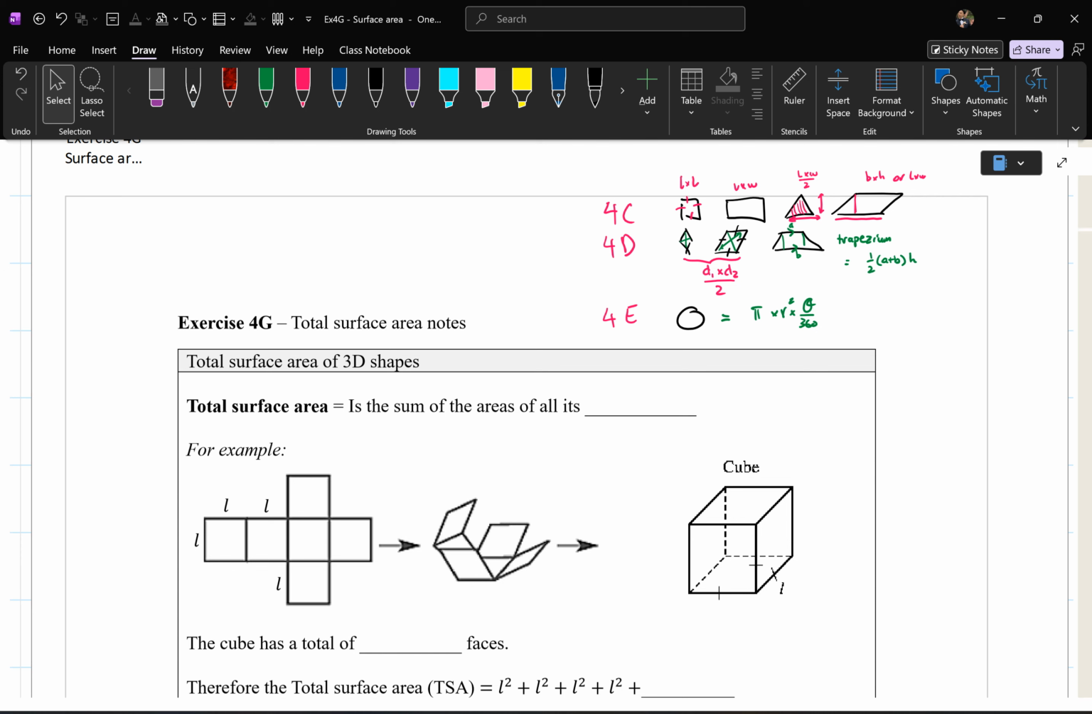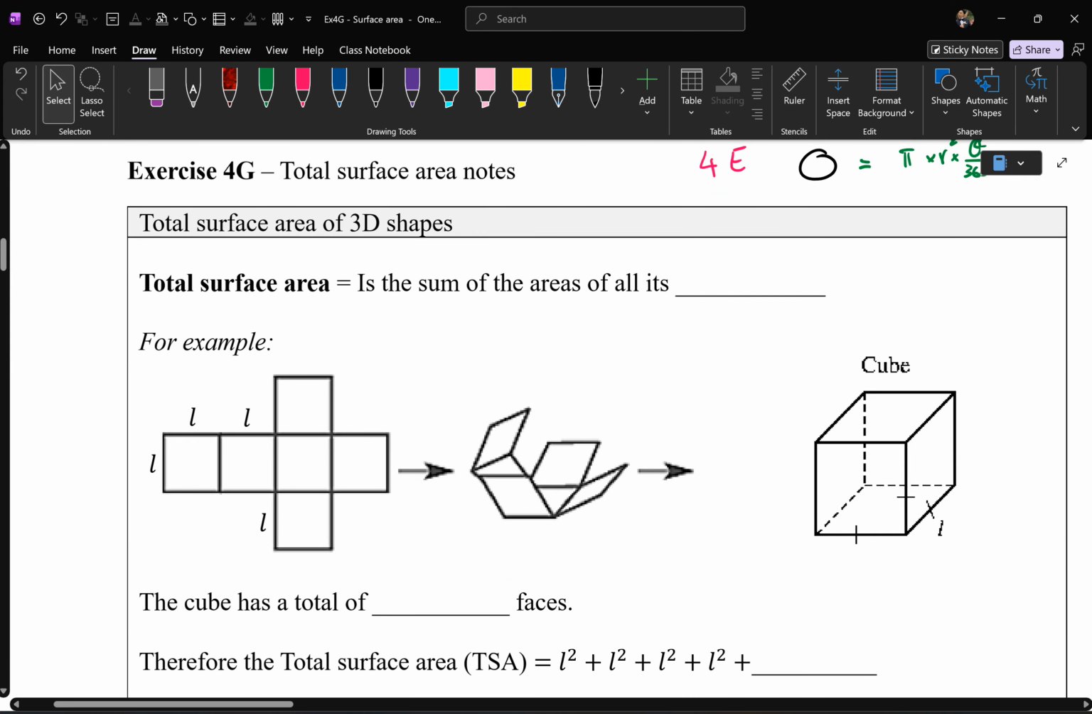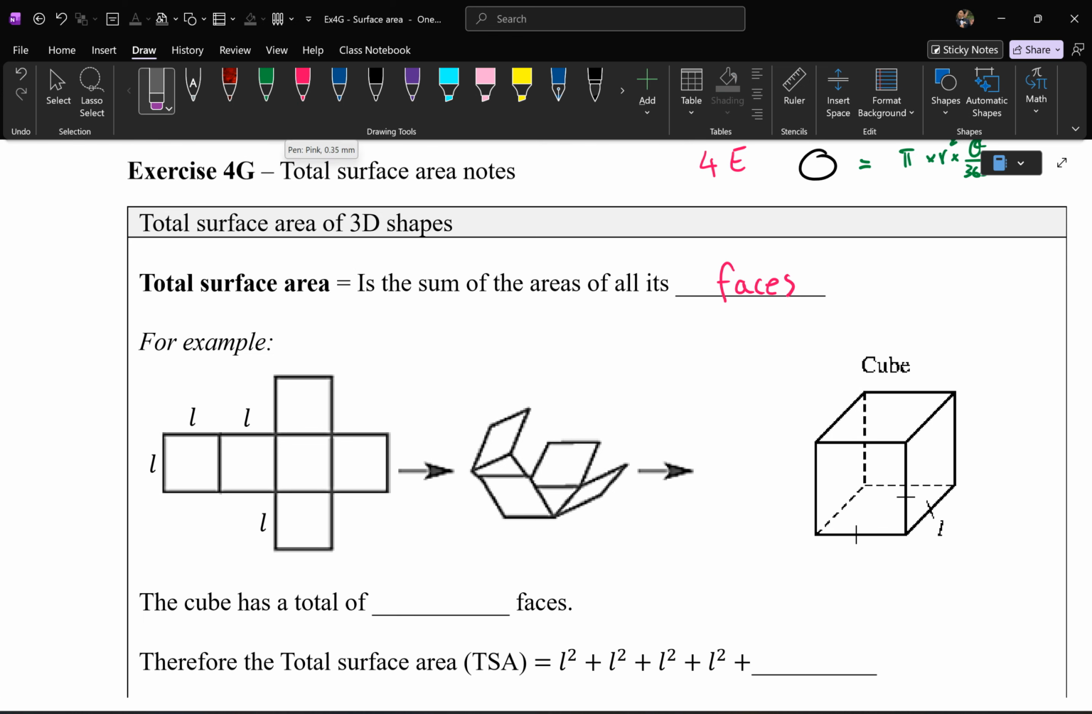Total surface area is another way of saying if I had to paint the outside of this 3D shape, what's the total area that I need? Yeah, because when you paint the outside, they become 2D. So the outside of a 3D is always 2D, each plane. Yeah? So here's an example. Total surface area is the sum of the areas of all its faces. Okay, so a 3D shape has to have faces.